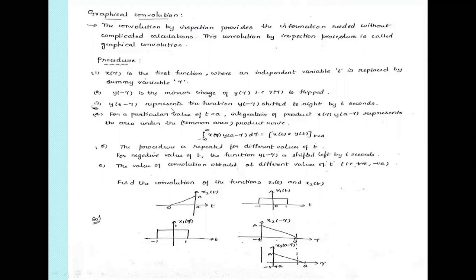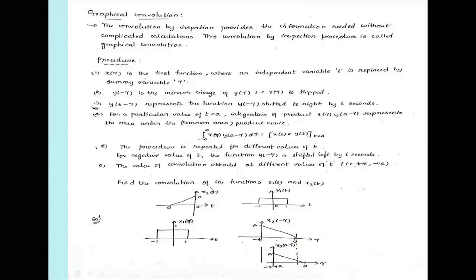And y of t minus tau represents the function y of minus tau shifted to the right by t seconds. For a particular value of t equal to a, integrate the product x of tau and y of a minus tau. Instead of t, you can take a, or you can keep t also. Nothing will happen, my dear students. Okay. Now, find the convolution of the functions x1 of t and x2 of t.